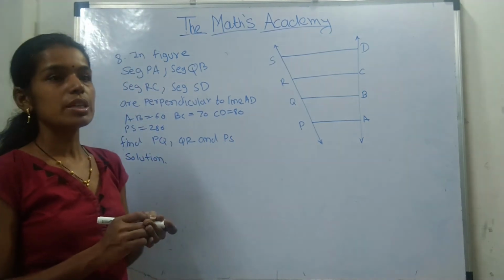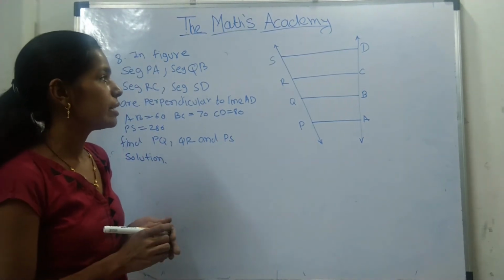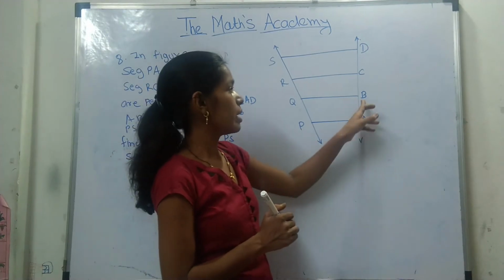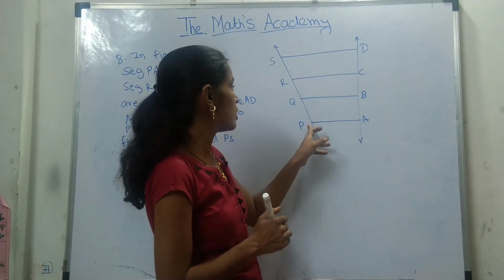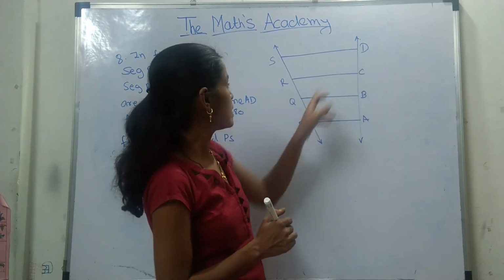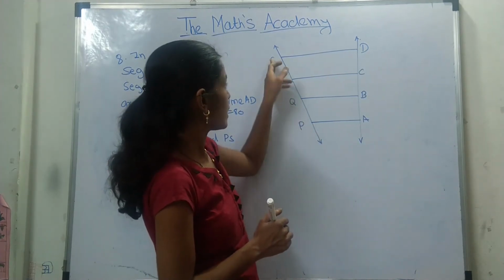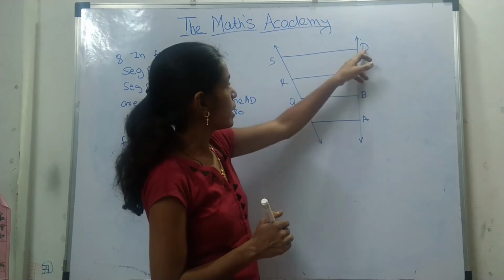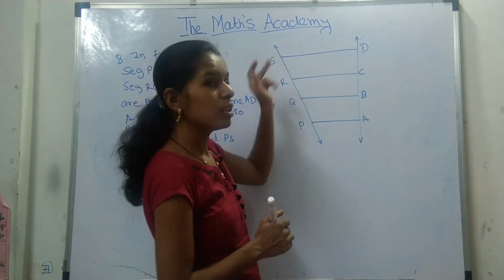So therefore, by using the intercept theorem, we will get that the ratio of AB upon BC is equal to PQ upon QR. Ratio AC upon CD is equal to PR upon RS. Ratio AB upon AD is equal to PQ upon PS.